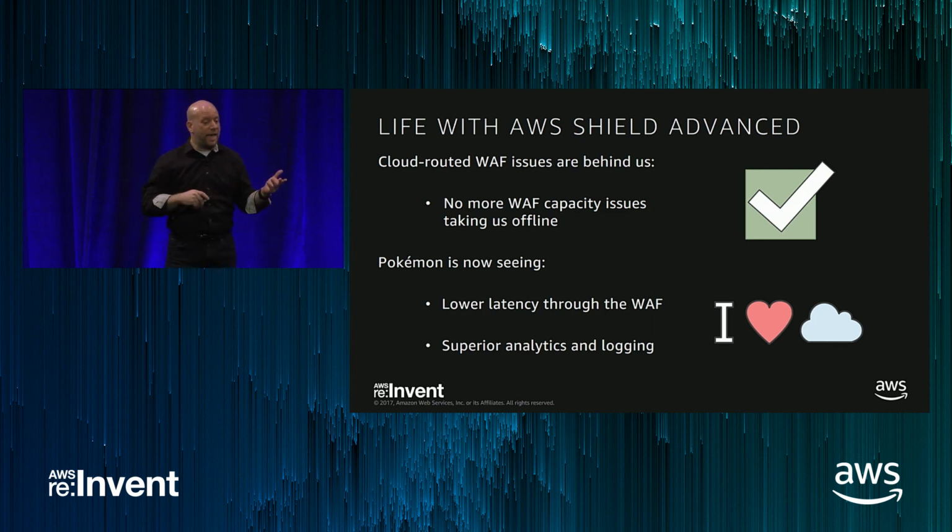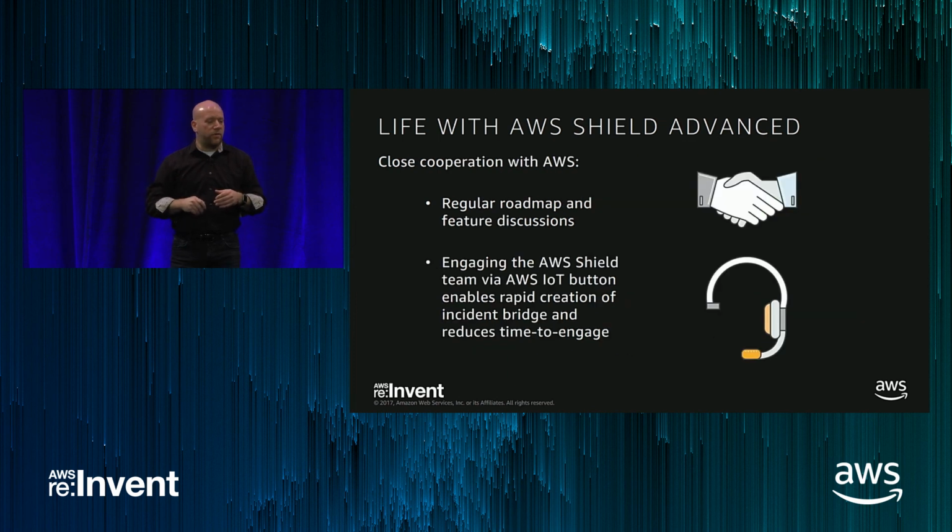And much better analytics and logging. We now have more visibility into what's going on when there is an attack and we want to deal with it, whether we're configuring the WAF ourselves or the AWS DDRT is doing it for us. There's a lot more data easily available to make those decisions possible. We've had a very close cooperation with AWS on this, with the roadmap for Shield. What features do we need? What features are coming to Shield?